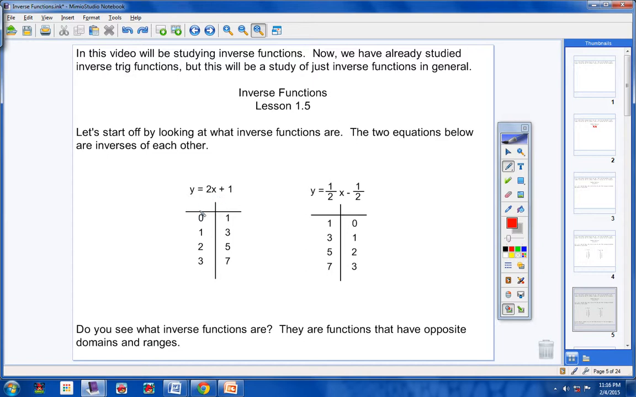For this function, 0, 1 satisfied it. Over here, 1, 0 satisfies this equation. For this equation, 1, 3 satisfies it. For the inverse, 3, 1. All of the ordered pairs are swapped from this table of values to this table of values, okay? And that's what inverse functions are. Simply put, okay? Their domains and ranges have been swapped. They are opposite.